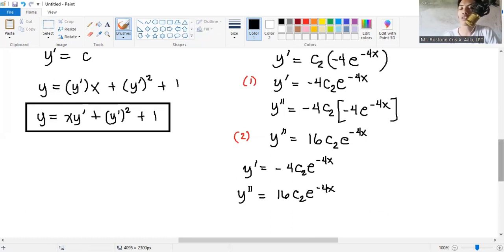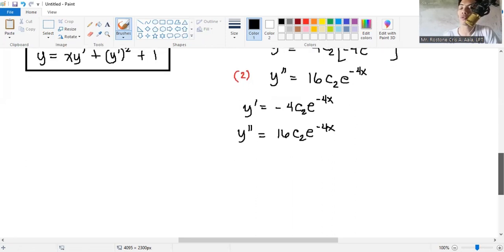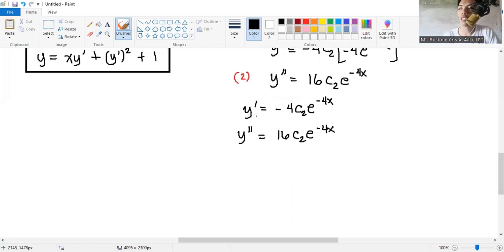Our goal here is to eliminate the c sub 2. To eliminate the c sub 2, pwede nating i-multiply ang first equation by negative 4 para ma-cancel natin yung may 16 c sub 2 e raised to negative 4x. Ibig sabihin, yung negative 4, ang pwede nating i-multiply sa kanya is positive 4 para maging negative 16 para ma-cancel natin yon. So, we will multiply this both sides by negative 4.